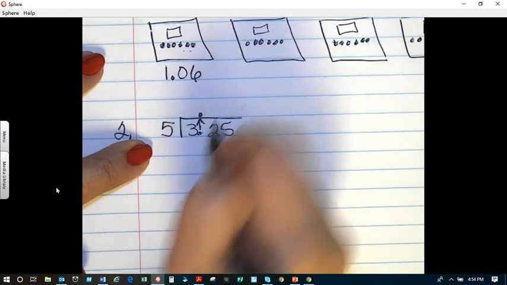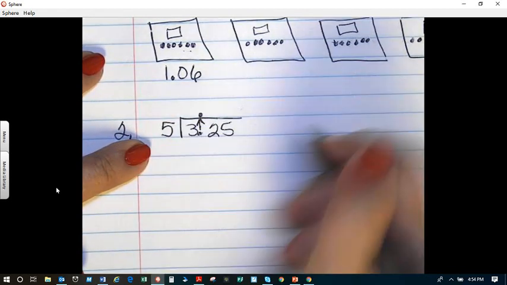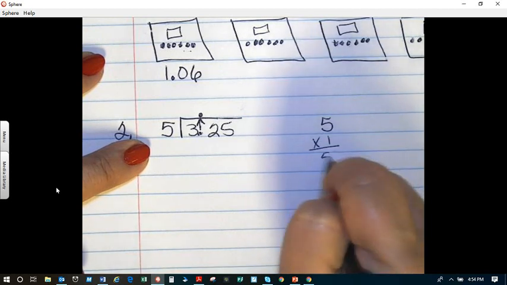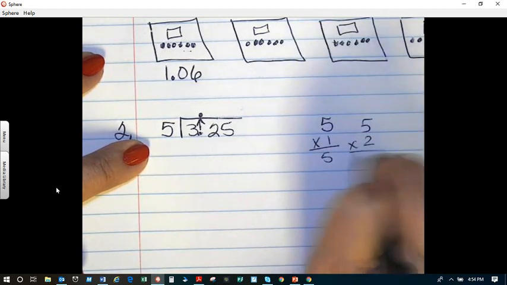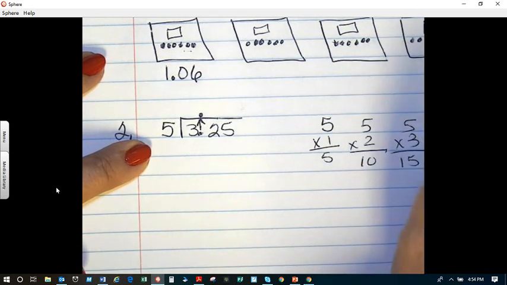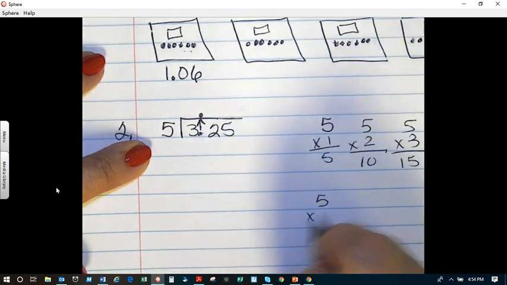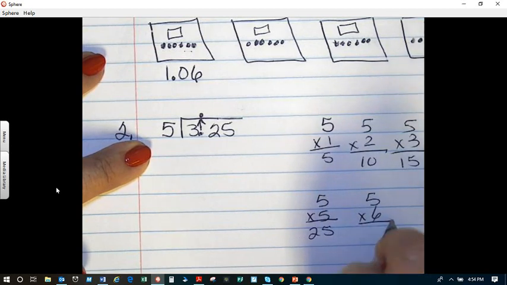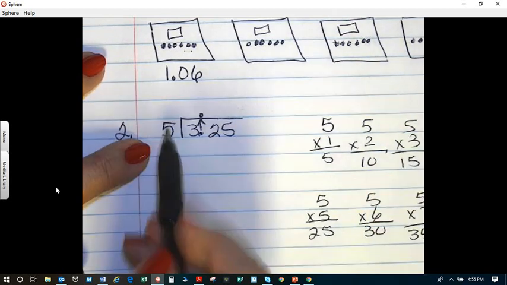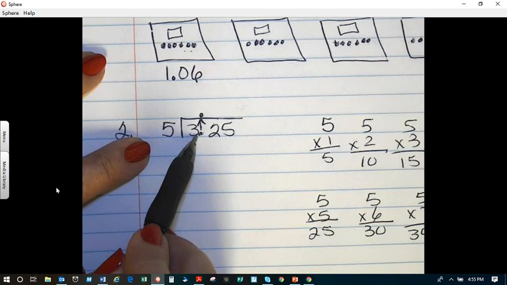Okay, so I moved my decimal right up to the front. And I'm going to do 5 times 1. One group of 5 is 5. 5 times 2, that's 10. 5 times 3, that's 15. 5 times 4, that's 20. 5 times 5, that's 25. 5 times 6, that's 30. 5 times 7 is what? 35. All right, so how many groups of 5 can go into 3?